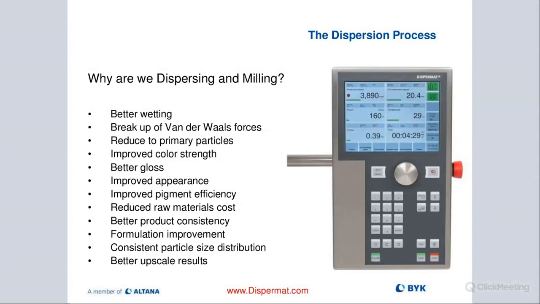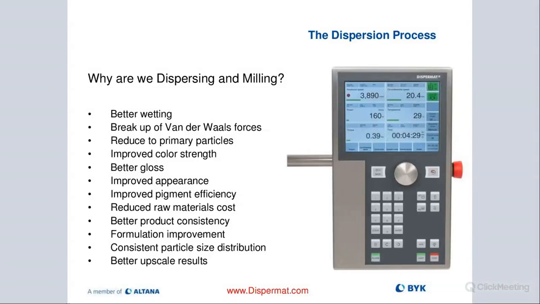About the dispersion process, let's dive right in. So why are we actually dispersing and milling? It's really important for a number of reasons. We want to achieve better wetting of the additives and components that we are putting in. And then we want to break up these invisible binding forces. These are like electromagnetic forces that hold these particles, or pigment particles, together. And basically all we want to do is break up these binding forces. We don't want to destroy really any particles, we just want to break up these binding forces.